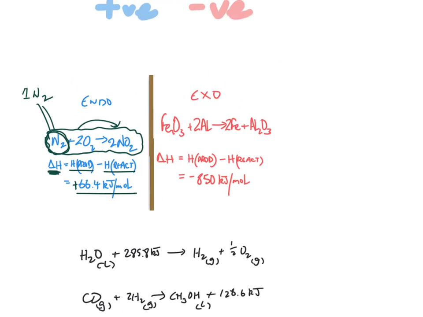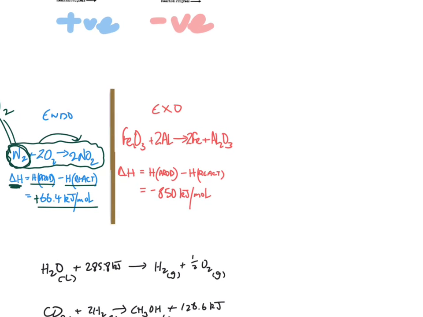An example of an exothermic reaction would be a thermite reaction, which produces huge amounts of energy. And you would probably see this in the form of a flame produced, and a large amount of energy given off there.